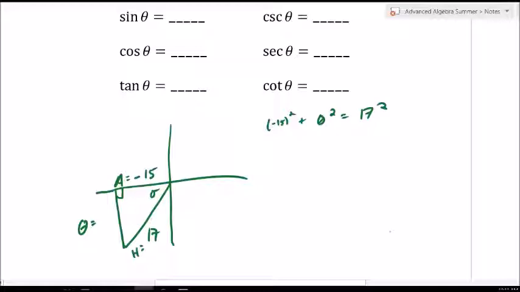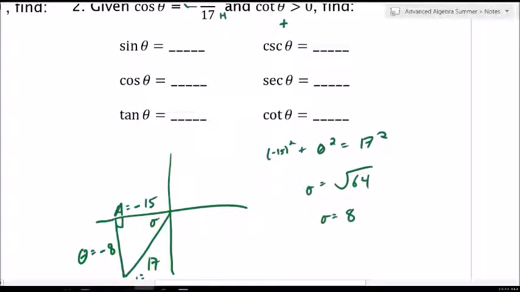This one, we'll get 64, which will just give us a nice number, 8. So this is actually just going to be negative 8, so that simplifies things a tad bit there. So now, negative 8 over my hypotenuse, adjacent over hypotenuse, and then over a.